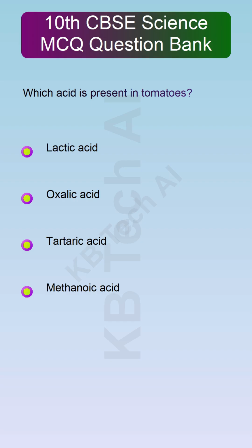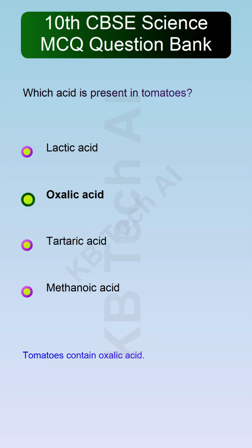Which acid is present in tomatoes? Option 1, lactic acid. Option 2, oxalic acid. Option 3, tartaric acid. Option 4, methanoic acid. The answer is option 2, oxalic acid.